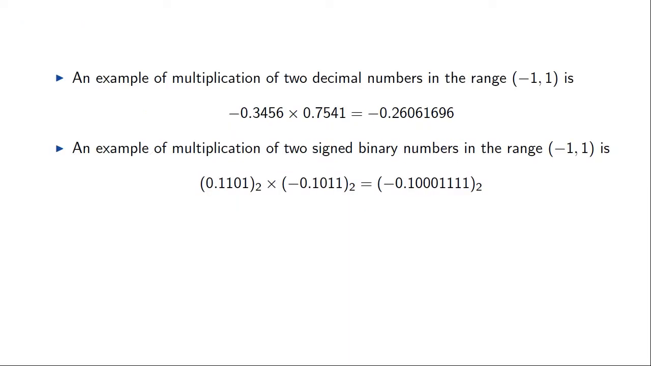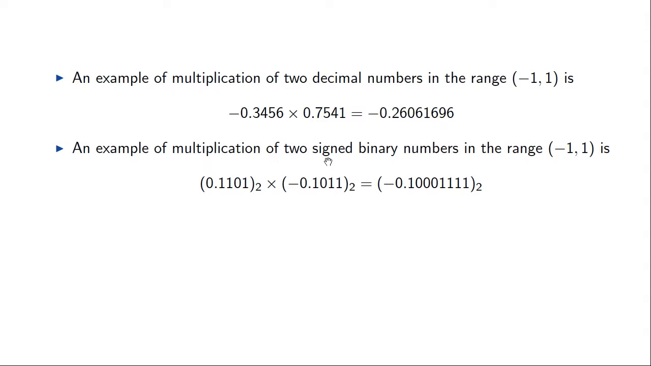Let's consider an example where we multiply two numbers, and let's start with the decimal case. So considering the numbers minus 0.3456 and 0.7541, the product of these two numbers will be minus 0.26061696, and that is of course easily verified.